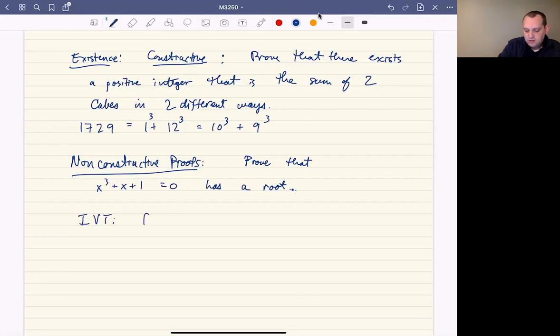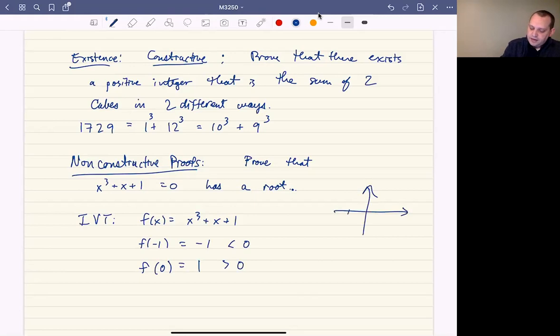Okay, so the intermediate value theorem says that if you take this function f, which is x cubed plus x plus 1, and you plug in, say, -1, what you'll get is -1 plus -1 plus 1, which is -1. And if you plug in 0, you get 1, which is positive. And since the function's continuous, this means that at -1 it's -1, and at 0 it's 1, and so somewhere it's got to cross the x-axis at least once. This does not tell you where it crosses the x-axis, but it does prove that there's a root.